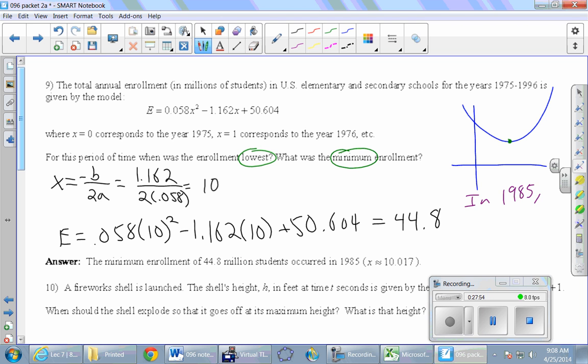We got our very generic blue parabola here. And you could find the enrollment in any year if you wanted to. 1985 is just any old year, except the fact that it's the bottom. So the minimum enrollment was 44.8. Let's see, is that students? No, it's millions of students.